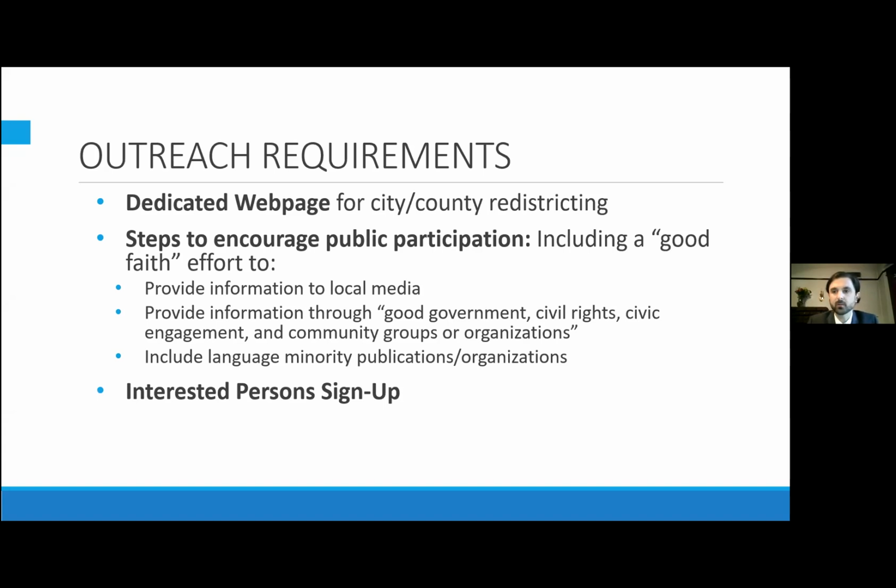Another requirement, though, which is intended to capture groups that you may not be aware of, is to ensure that there's some way for people who affirmatively come to the city or county and say, we want to be notified about redistricting. You have to provide that opportunity. So people need some way to sign up to receive notifications about redistricting. It's not legally required that this be on your website, but it's probably a good idea that you have this on your website. So maybe an email listserv or something like that.